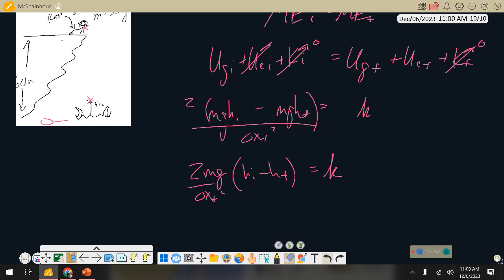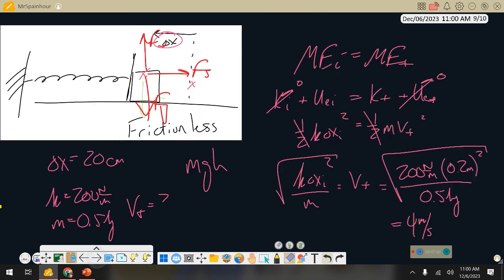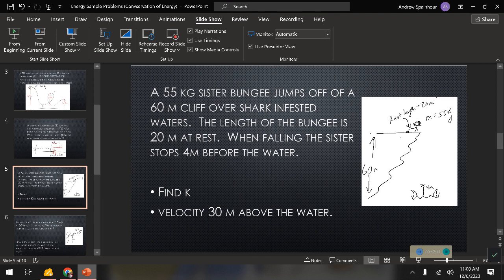Real quick, plugging in. You should end up when you plug in with 46.6. What I want you to do for tomorrow is the second part of this. Take all those numbers and the K that we just got. Again, K should be 46.6 newtons per meter. And I want you to calculate the speed at 30 meters above the water. That's what I'm looking for first thing tomorrow.